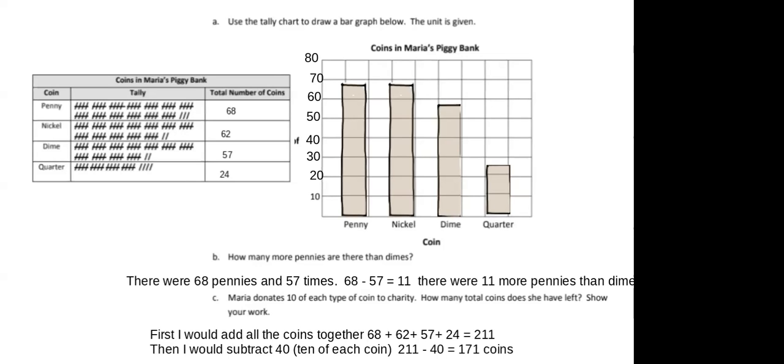First, I would add them all up. 68 plus 62 plus 57 plus 24 equals 211 coins. Then I would subtract 40. 10 of each. 211 minus 40 would equal 171 coins. Please check your work.